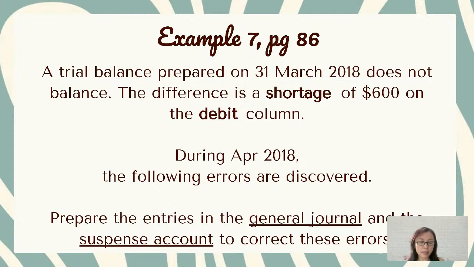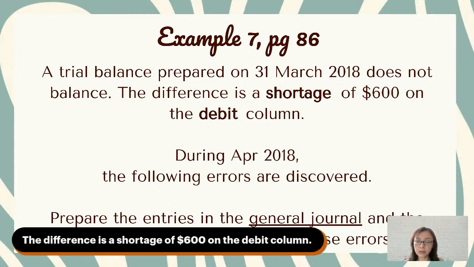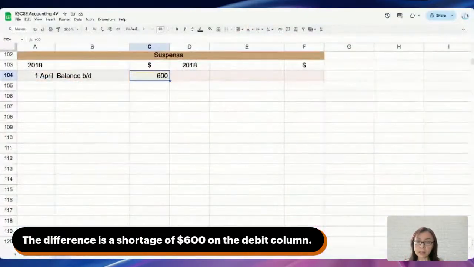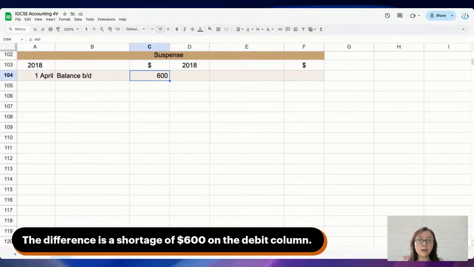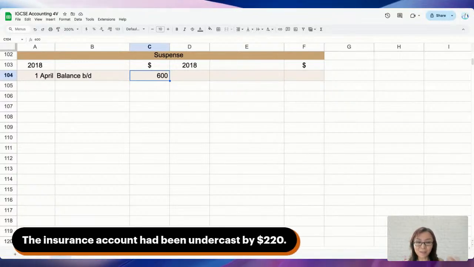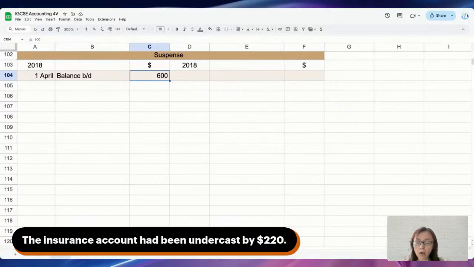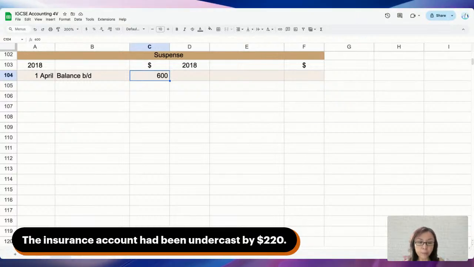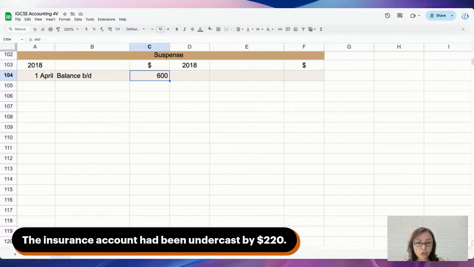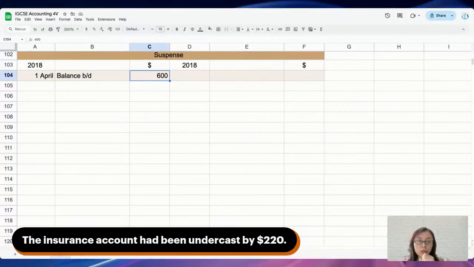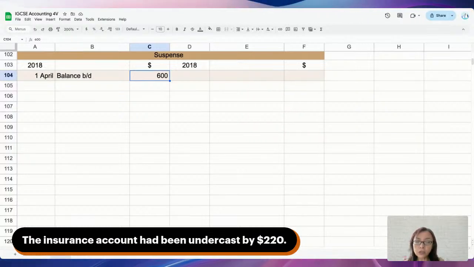All right, so I show you that the difference is a shortage of 600 on the debit side. So this is how the T account looks like for the suspense account at the beginning. All right, so you need to know about this. Let's have a look. Now, the first error that this company found out is that the insurance account has been undercast by 220. All right, first step, you have to understand, insurance is an expense of a company. When there is an expense, it is a debit when it increases. When you need to decrease it, it is a credit. All right. Insurance account undercast.